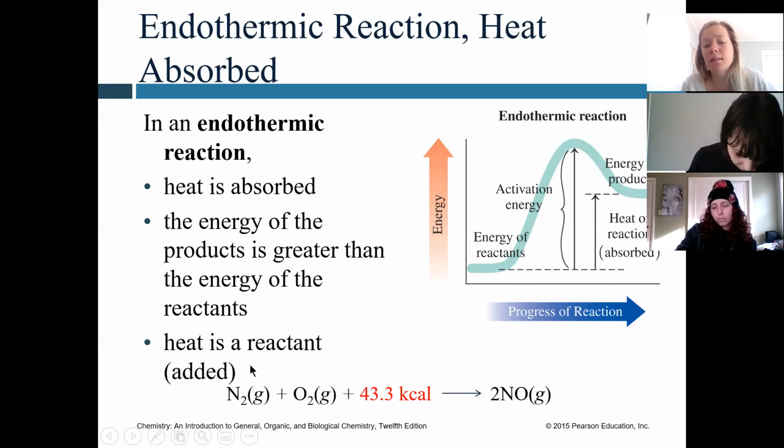You'll see in that instance that the heat or energy is on the reactant side as opposed to the product side. You're not producing the energy, you're having to digest or eat the energy. So heat is added to our reactants.